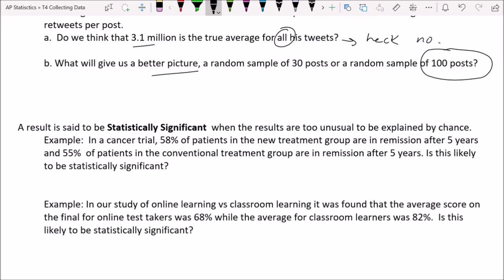And 55% of patients in the conventional treatment group are in remission after 5 years. Is this likely to be statistically significant? What that's really asking is, in this trial, you have a 58% survival rate versus a 55% survival rate. Is that difference big enough? Is another way of asking the question. Is that difference big enough to be very convincing that the new drug works better than the old drug?